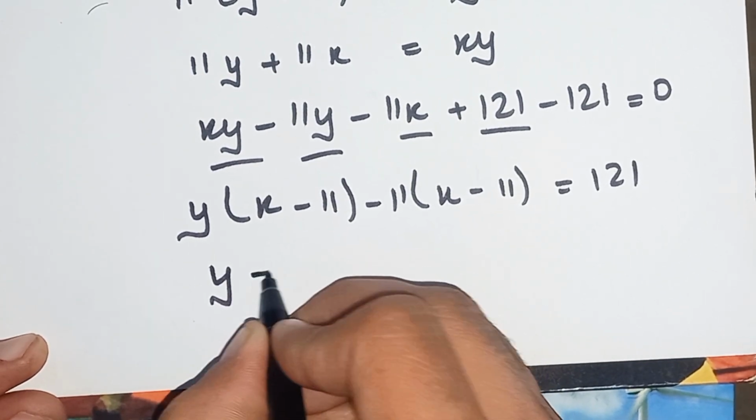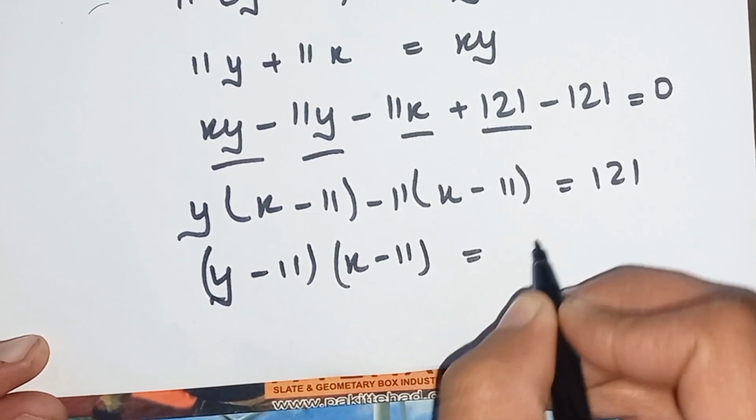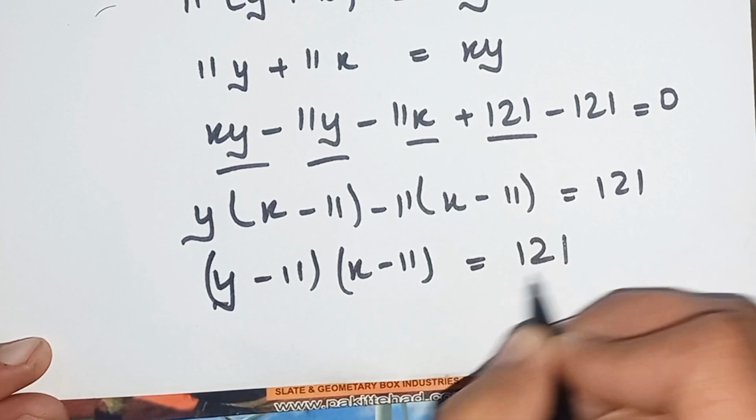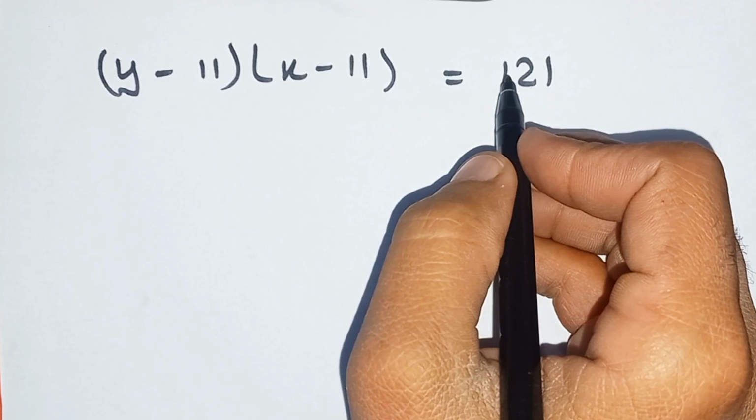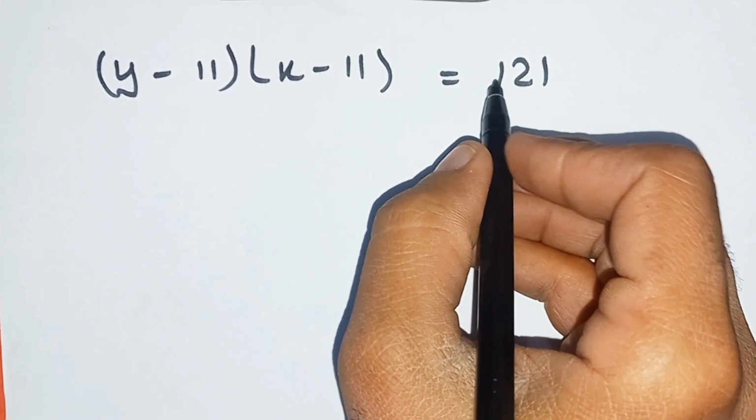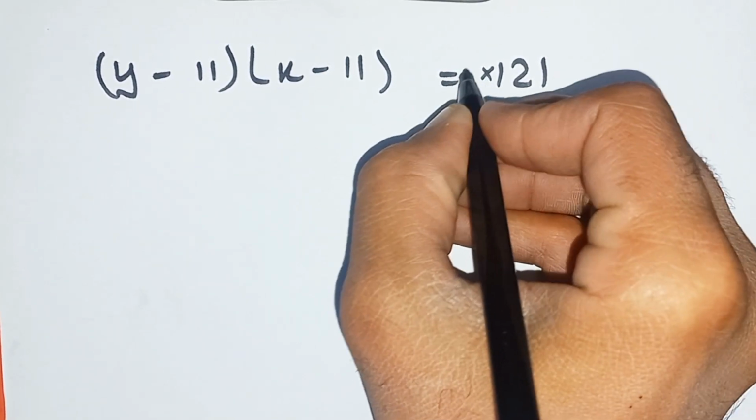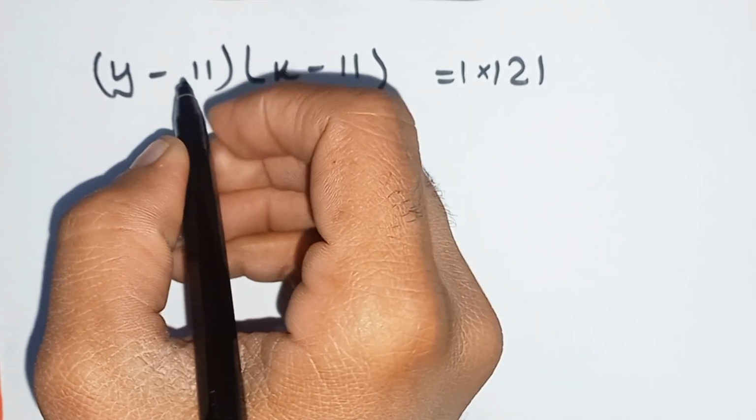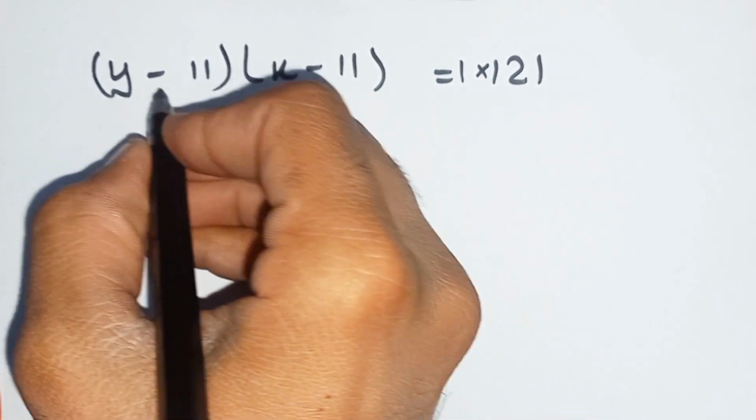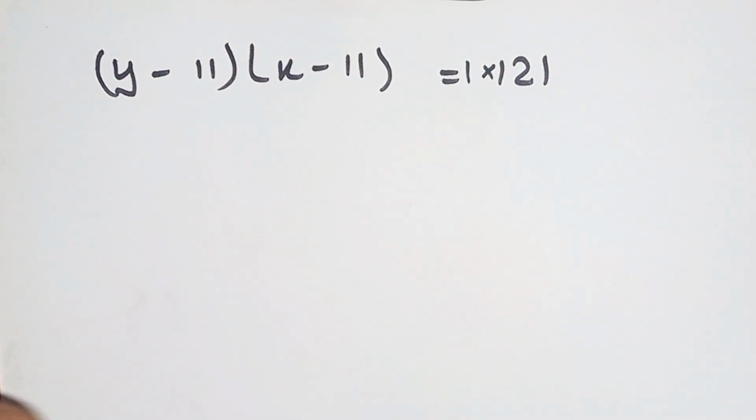So now the answer will be (y minus 11)(x minus 11) equals 121. As our equation will be in that form, so now bring a multiply. If we see multiply by 1, there's no change. So now we separate them and take a case, a separation between them.